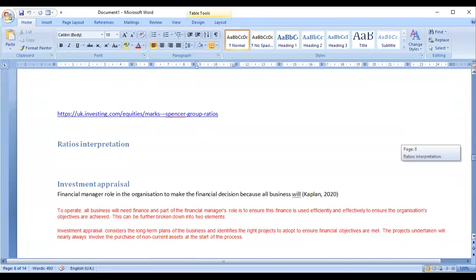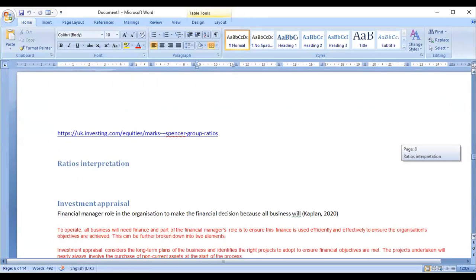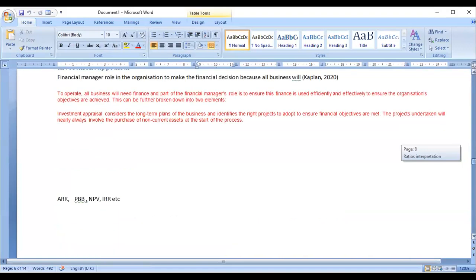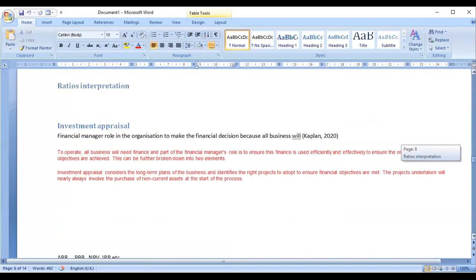Interpretation of financial ratios, which we can discuss: what are financial ratios? If I say gross profit went up this year compared to last year, what does this indicate? I included the link for you there as well. Then next, within that, you have investment appraisal.